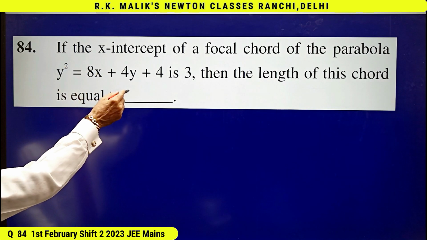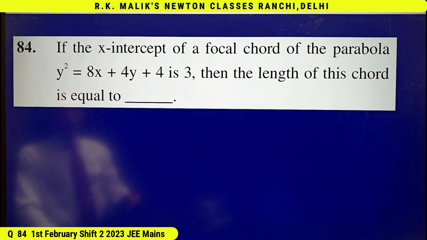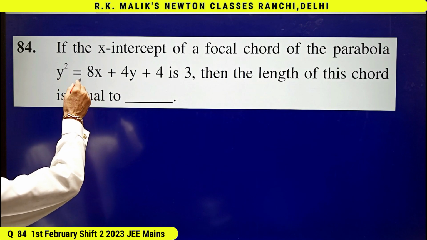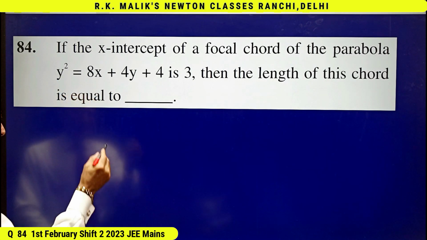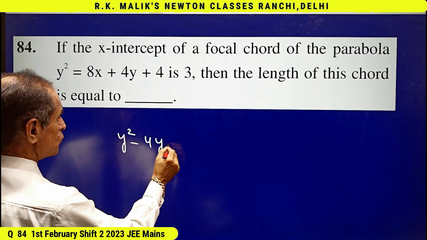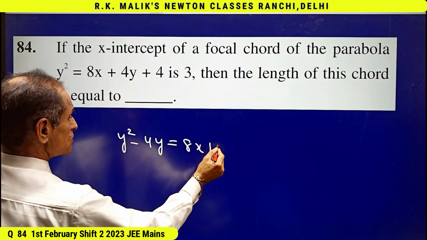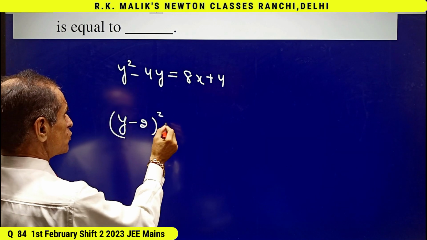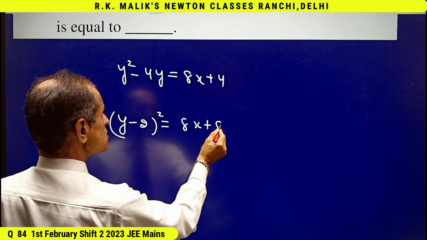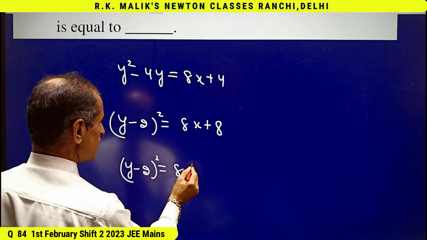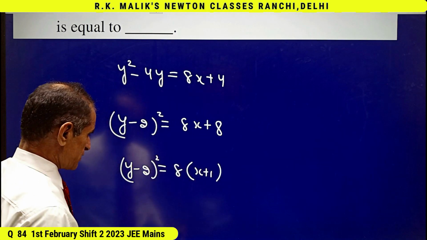From the equation of parabola, it is clear that because it is quadratic in y, the parabola will be horizontal. First of all, I convert this equation in standard form. It can be written as y square minus 4y equal to 8x plus 4, that is y minus 2 whole square equal to 8x plus 8, that is y minus 2 whole square equal to 8 into x plus 1.